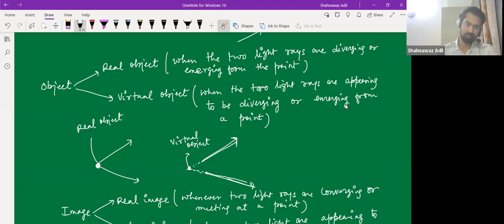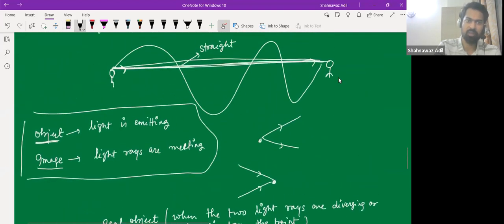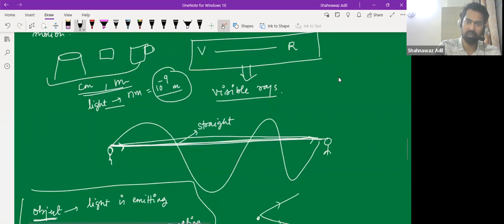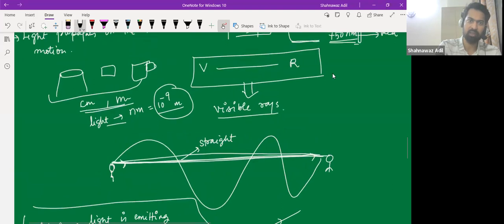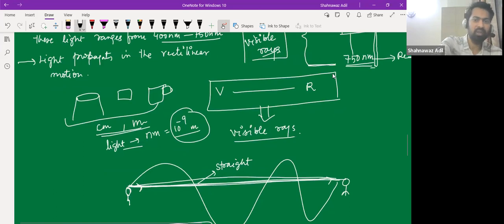Sir, can you scroll a bit up? I missed some part. Just the light propagates in rectilinear motion. Yeah, all these things were just to tell you why light propagates in linear motion, right?